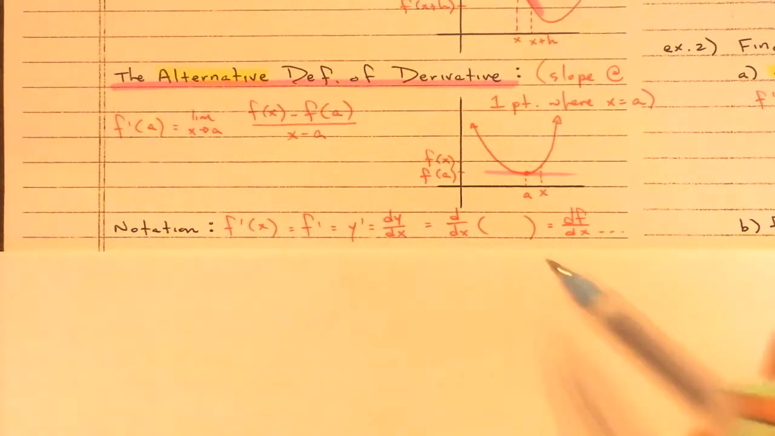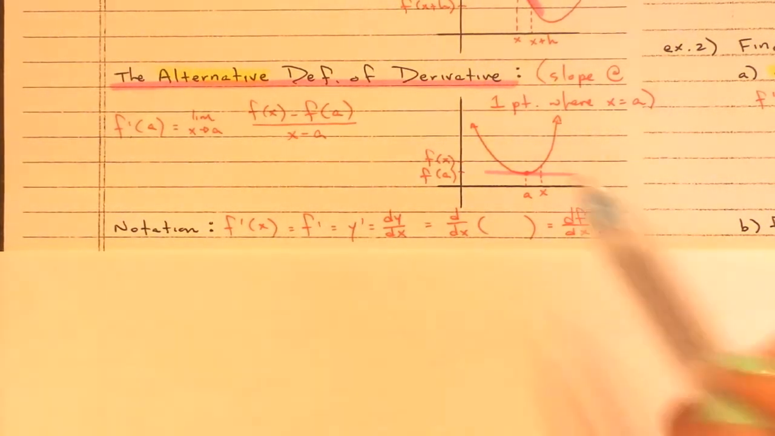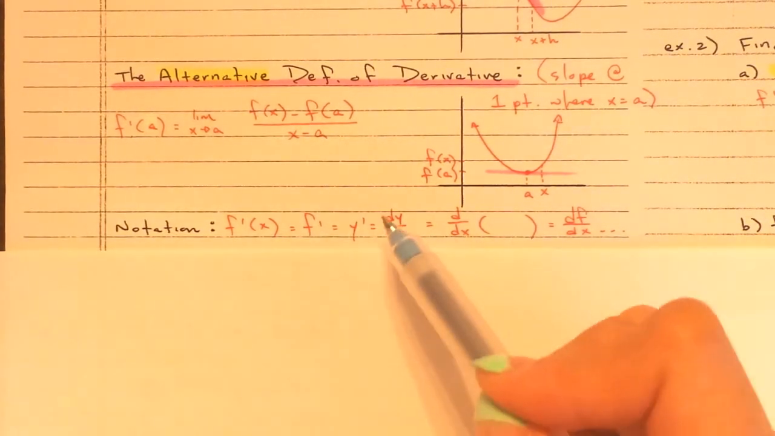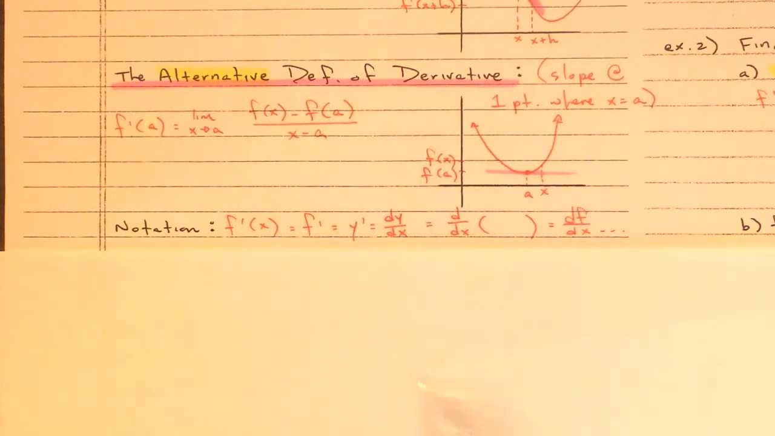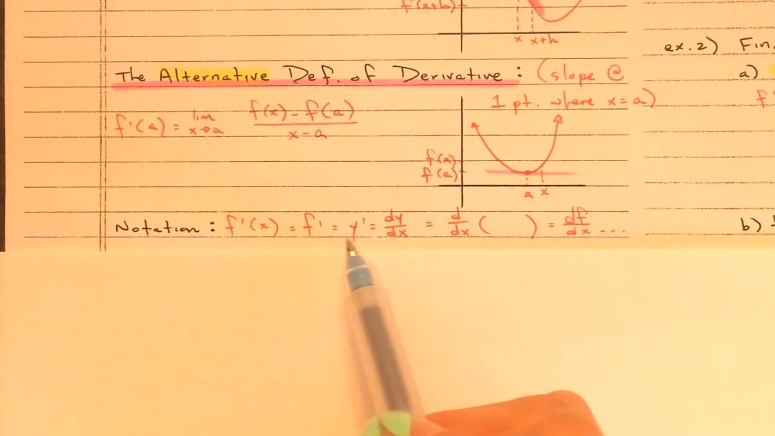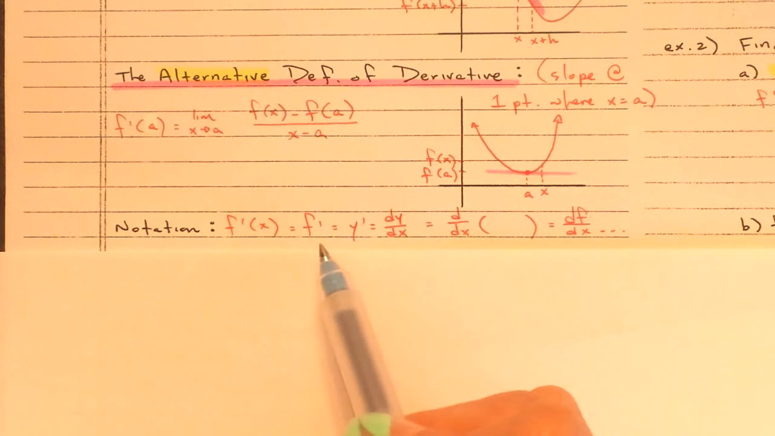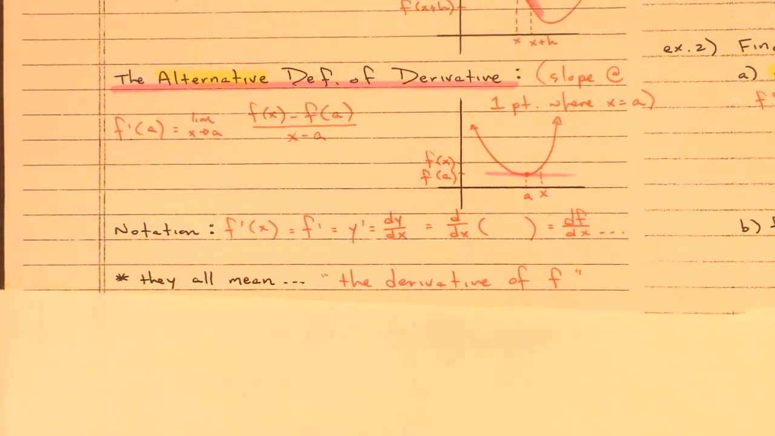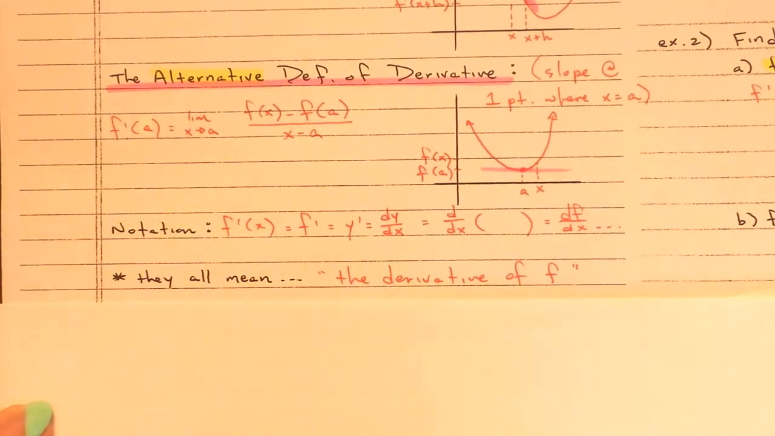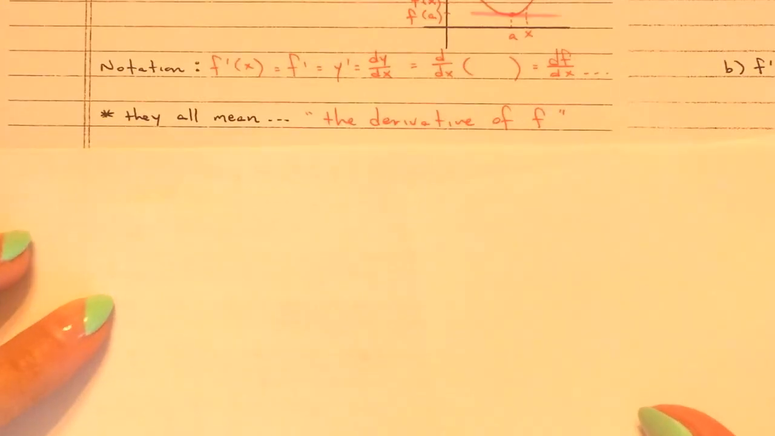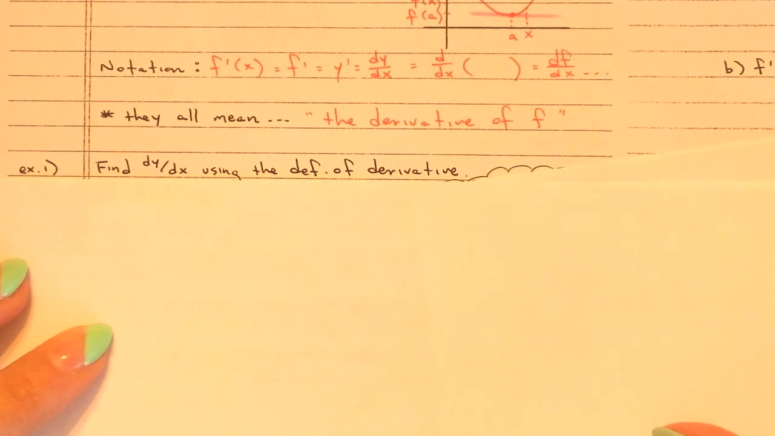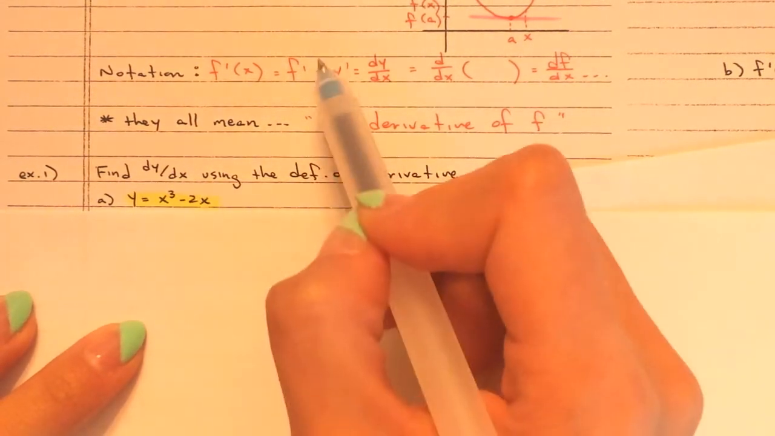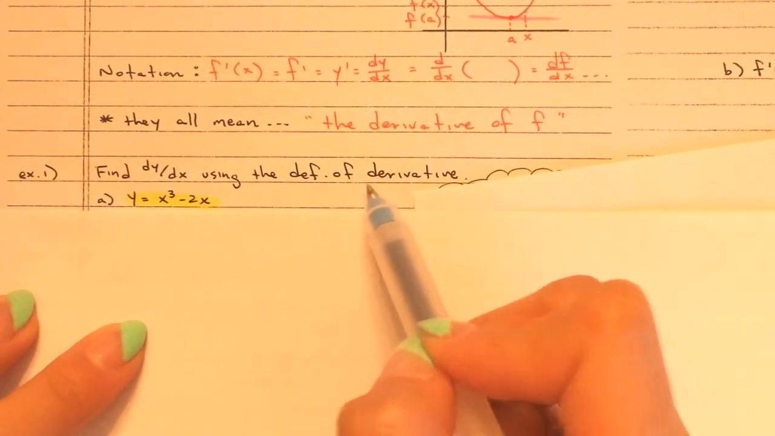All right? What you cannot write is dy. You can't just do that. That's not legal, okay? So it has to be in terms of x. The way I usually write it, because I am lazy, I write it like this and like this, but this is very, very correct, all right? So they all mean the same thing, the derivative of f, or the derivative of y, however you want to say it. Okay, so we're going to find dy over dx, that means find the derivative, using the definition of derivative.